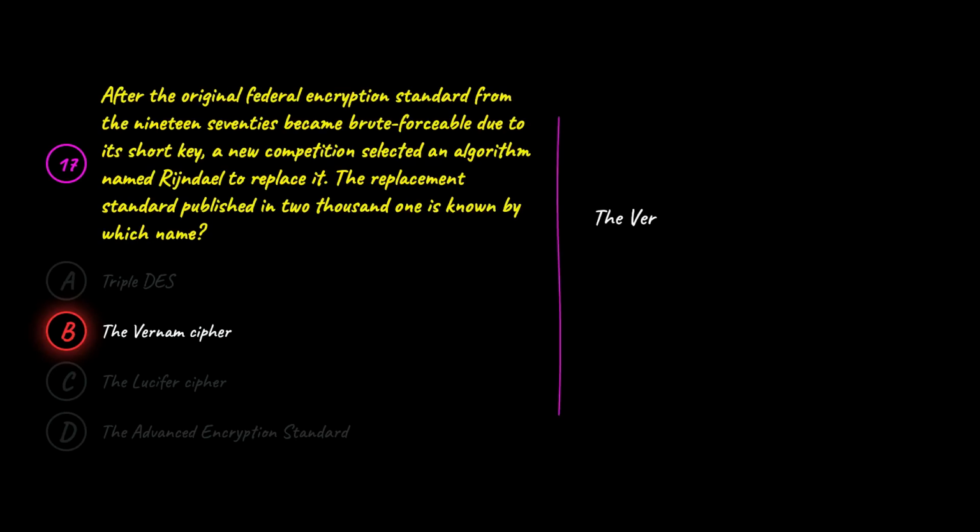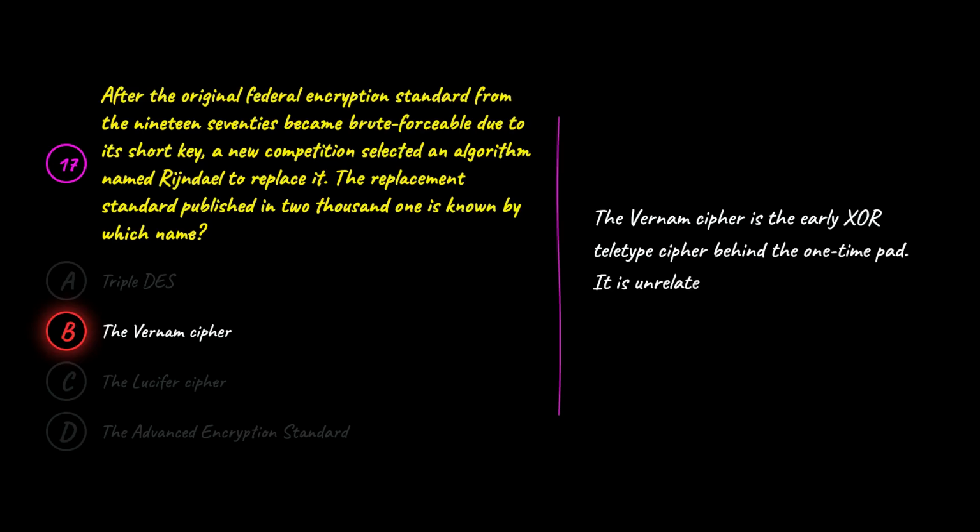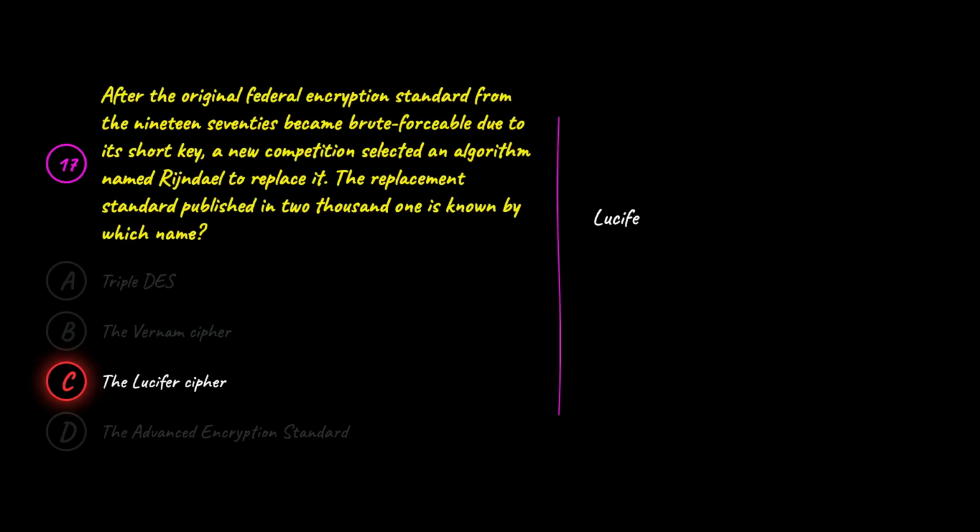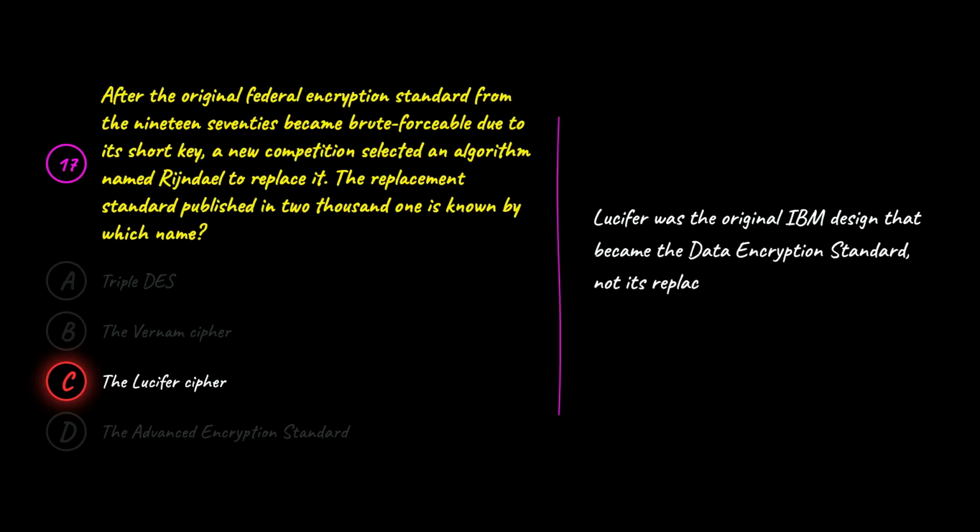B is wrong because the Vernam cipher is the early XOR teletype cipher behind the one-time pad. It is unrelated to the 2001 competition that selected Rijndael. C is wrong because Lucifer was the original IBM design that became the Data Encryption Standard, not its replacement. The replacement chosen in 2001 was Rijndael.